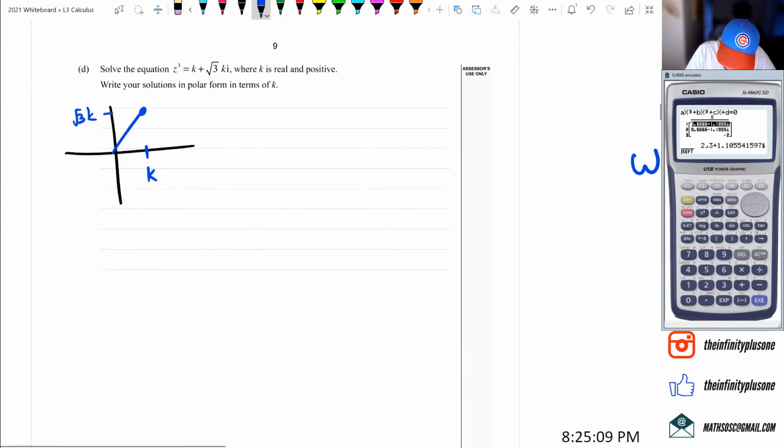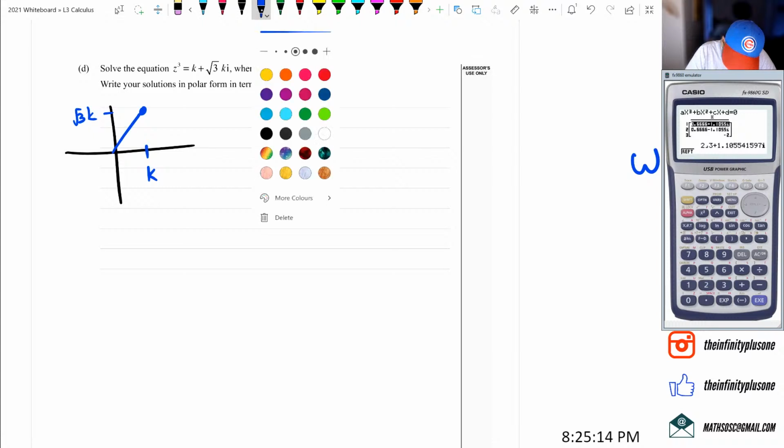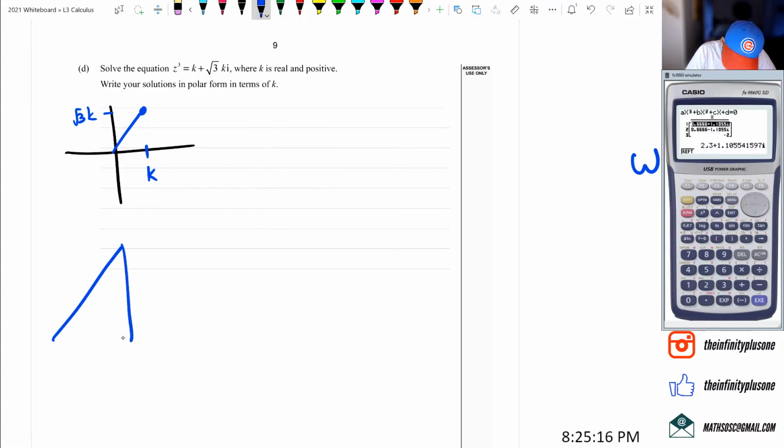So here is what you need to do. I'm going to take this apart a little bit. I'm going to take it out to the open here. All I've done here is create a little triangle like this. The base of my triangle is k, and the height of my triangle is square root of 3k.